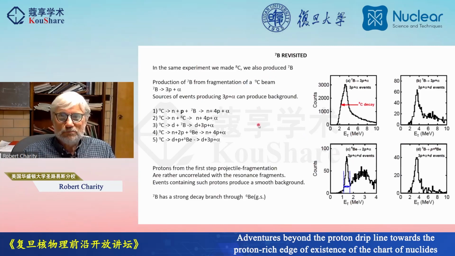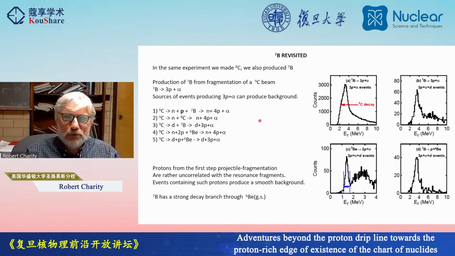I now want to revisit boron-7. I said there was only one experiment from the 1960s. In the same experiment, we made carbon-8, so we should also make boron-7. We made carbon-8 with the carbon-9 beam by knocking out a neutron, and then it decayed to 4 protons and an alpha. We don't detect the neutron in our device.